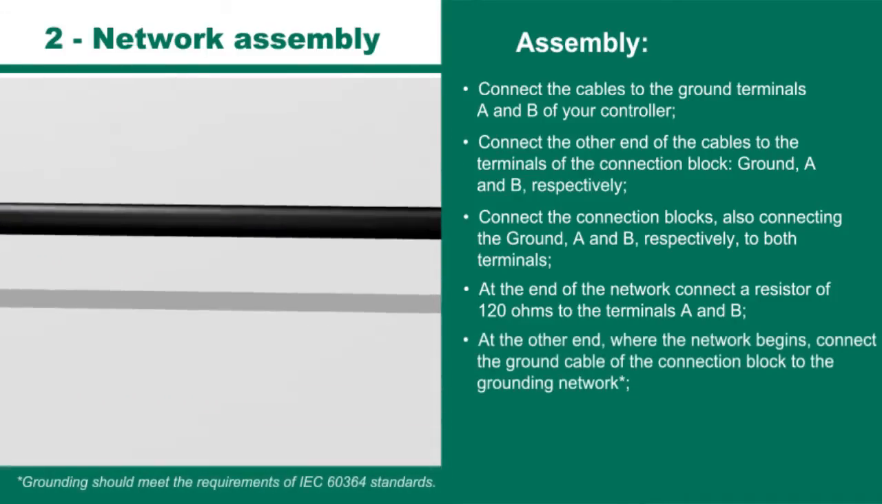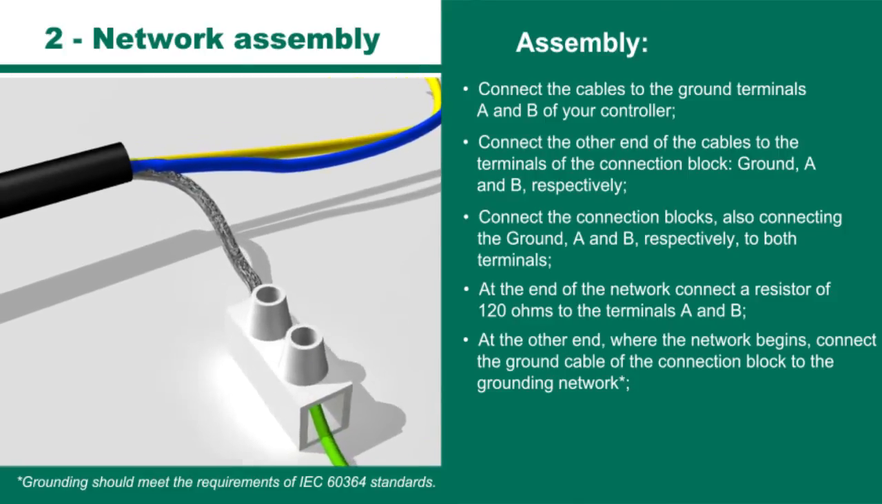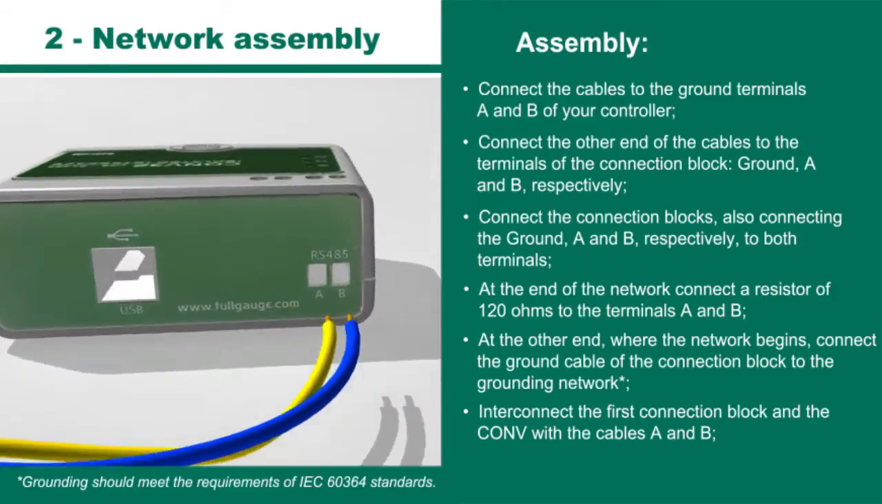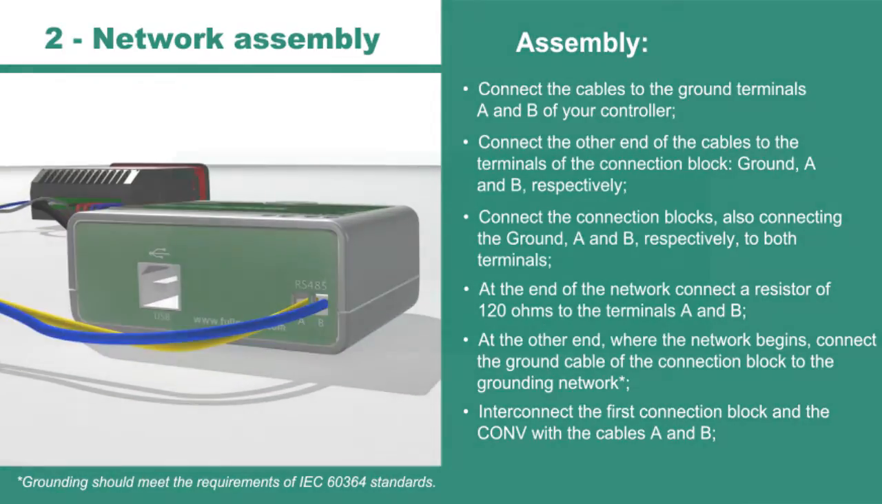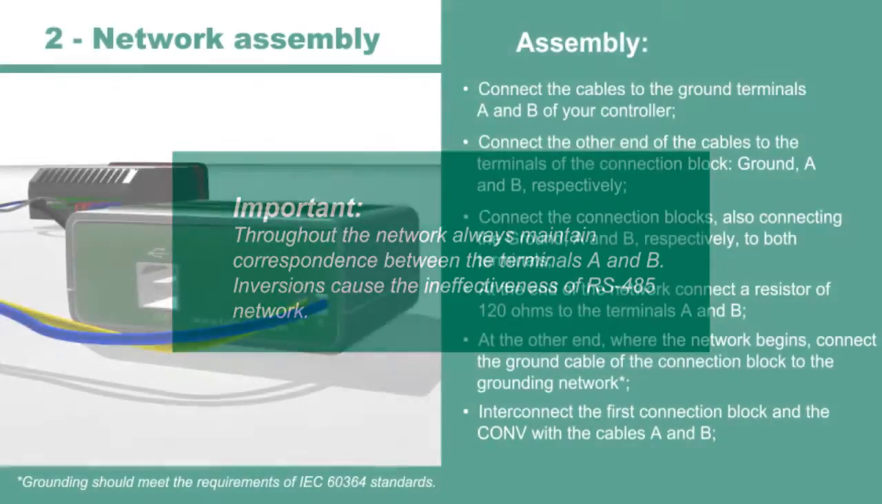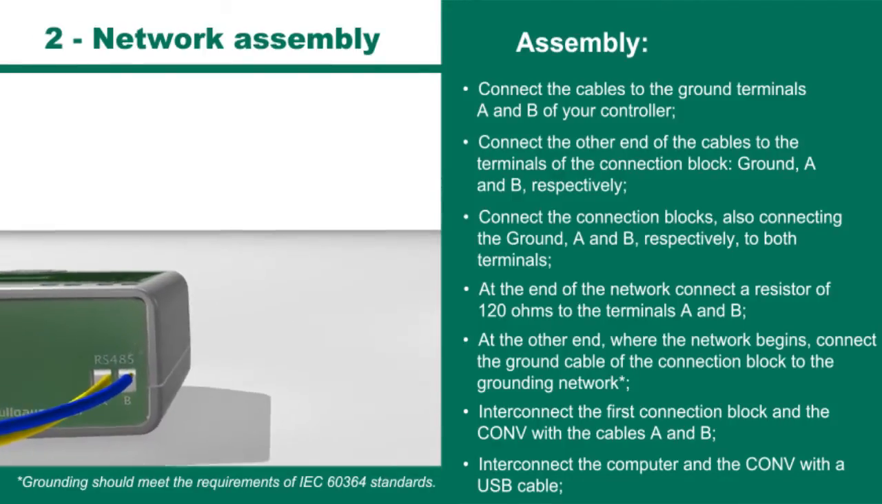At the other end, where the network begins, connect the ground cable of the connection block to the grounding network. Interconnect the first connection block to the Conv with cables A and B. Important: throughout the network, always maintain correspondence between the terminals A and B. Inversions cause the ineffectiveness of the RS485 network. Interconnect the computer and the Conv with a USB cable.